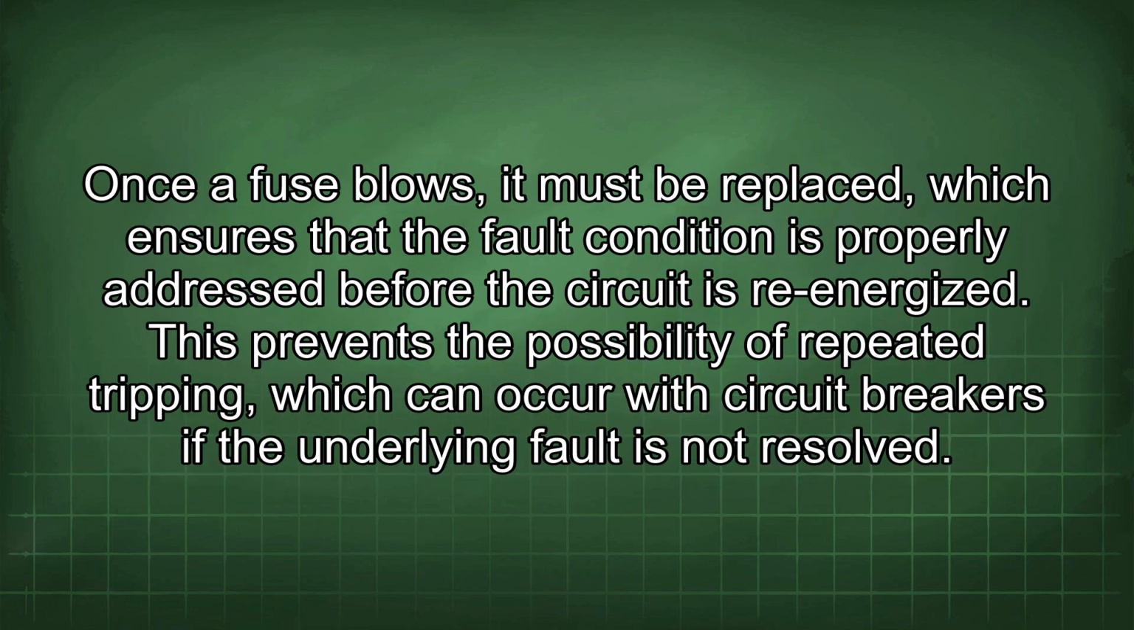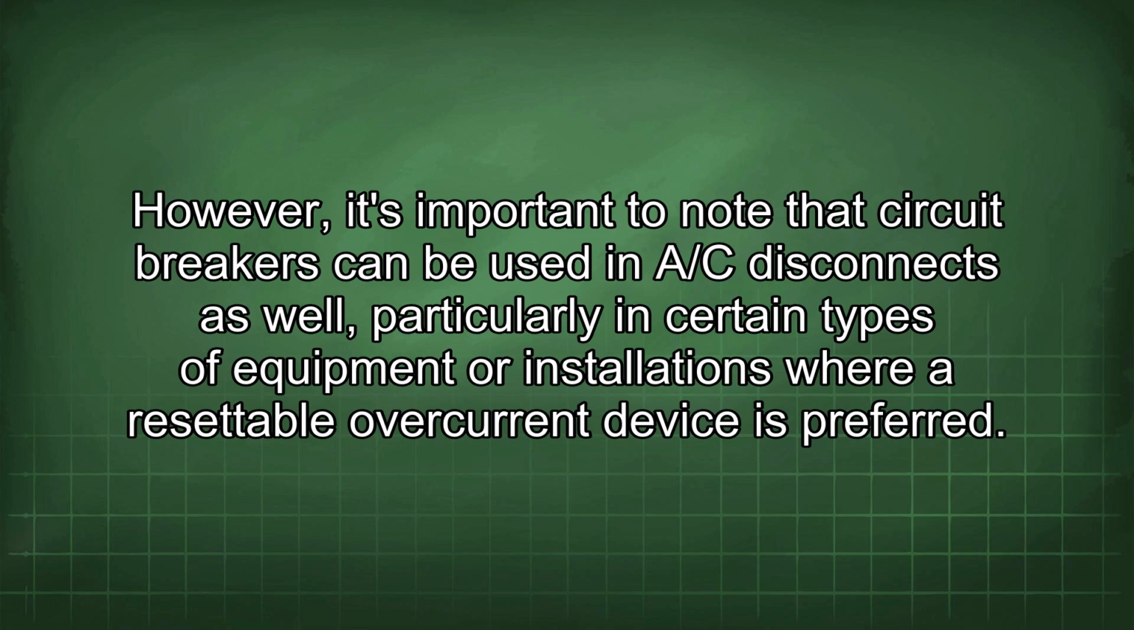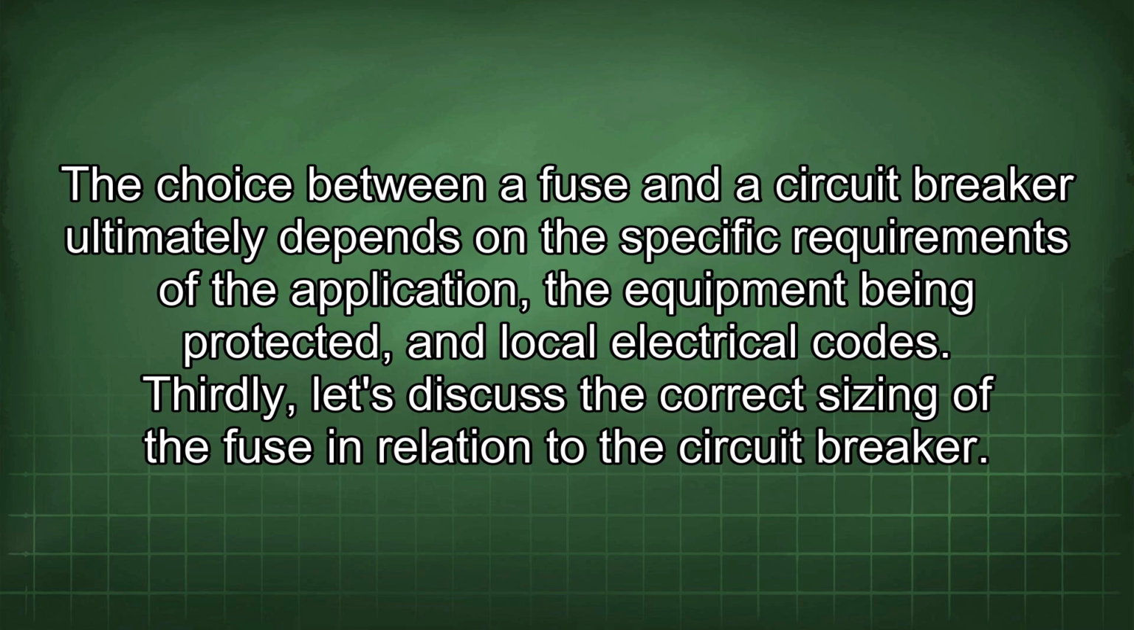Once a fuse blows, it must be replaced, which ensures that the fault condition is properly addressed before the circuit is re-energized. This prevents the possibility of repeated tripping, which can occur with circuit breakers if the underlying fault is not resolved. However, it's important to know that circuit breakers can be used in A/C disconnects as well, particularly in certain types of equipment or installations where a resettable overcurrent device is preferred. The choice between a fuse and a circuit breaker ultimately depends on the specific requirements of the application, the equipment being protected, and local electrical codes.